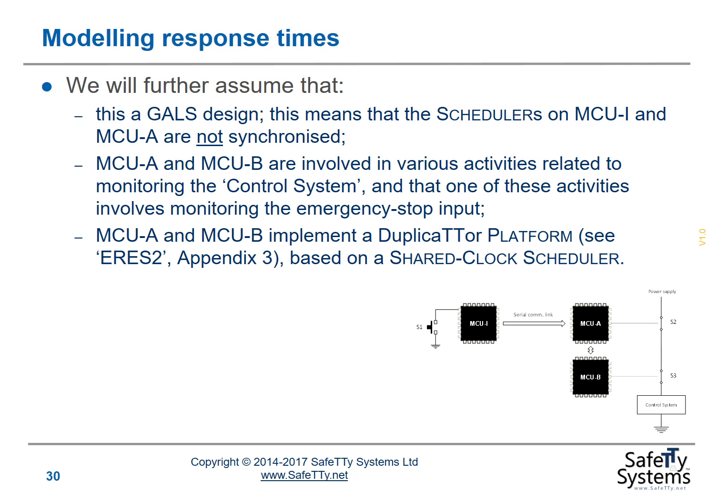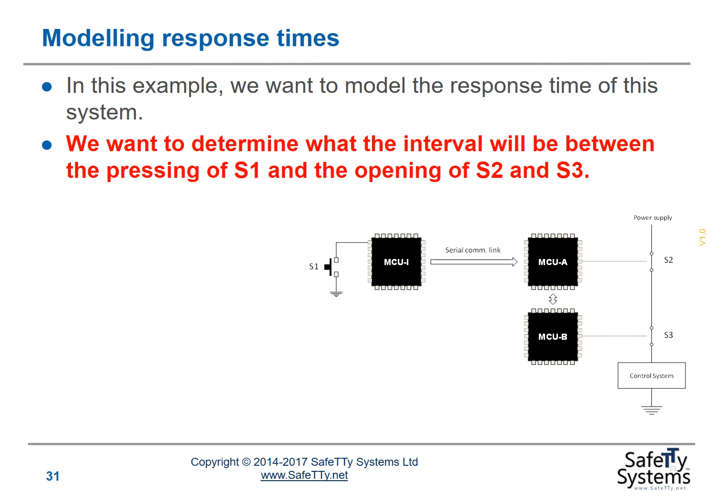MCU-A and MCU-B are involved in various activities related to monitoring the control system, and one of these activities involves monitoring the emergency stop input. MCU-A and MCU-B implement a duplicator platform, as we've discussed previously, and you'll find detailed in the ERAS-2 book in Appendix 3. So this platform is based itself on a shared clock scheduler. So we want to model the response time of the system. That is, we want to determine what the interval will be between the pressing of S1 and the opening of S2 and S3.